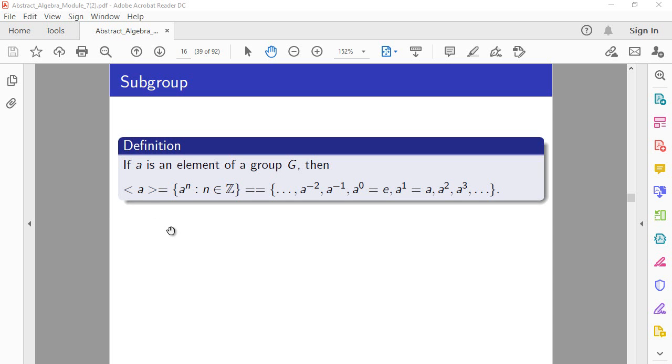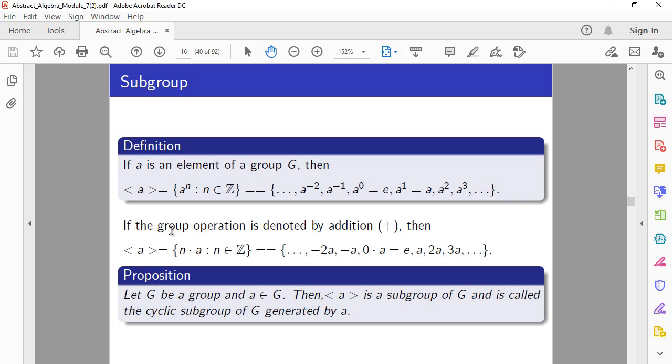And if the group operation is denoted by addition, then the subset generated by A would be this collection of all integer multiples of A. So this would be things like negative 3A, negative 2A, negative A, identity, A, 2A, 3A, and so on.